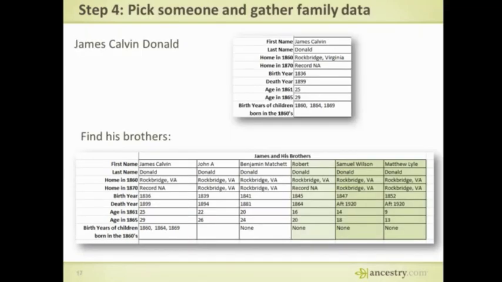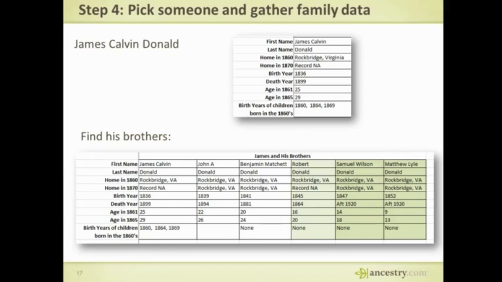For this particular example, I'm going to start with James Calvin Donald, because I know where his records are and it's a better example to show you. So I'm going to pull him out. I'm also going to pull out his brothers because I want to see if any of them may have served, so I can search for them if I'm having trouble finding James, and then see if he served with them.